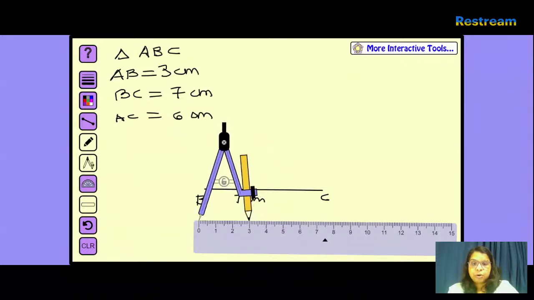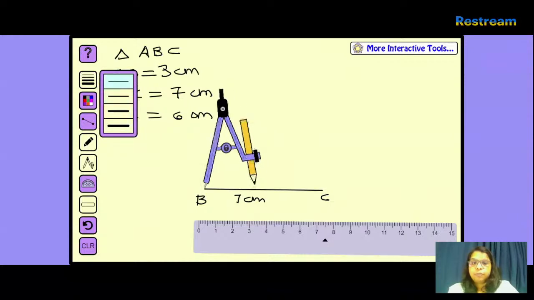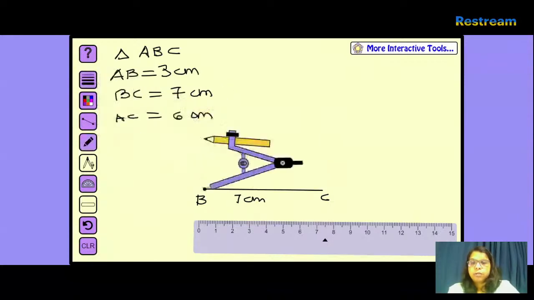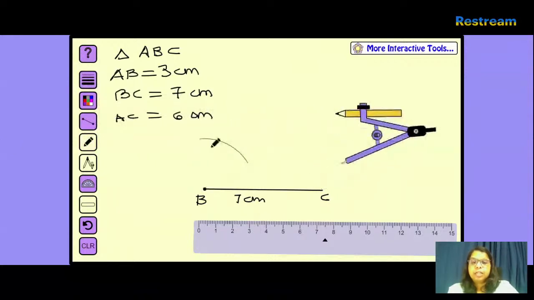to take my compass and take a measure of 3 centimeters. Okay. And I'm going to put it on B. And I am going to draw this one. Okay, sorry for the background noise. So I drew a 3 centimeter arc. Now my AC is 6 centimeters.